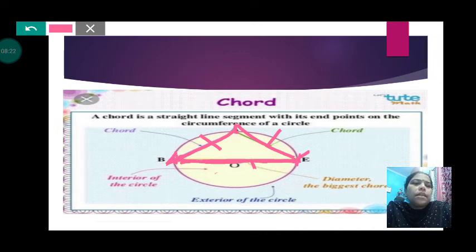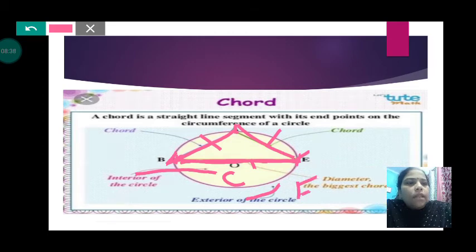And this part is the interior. The inside of the circle is called the interior of the circle, and this part is called the exterior of the circle. Now if we put a point C over here, then C lies in the interior, and suppose F, then this F lies in the exterior of the circle.